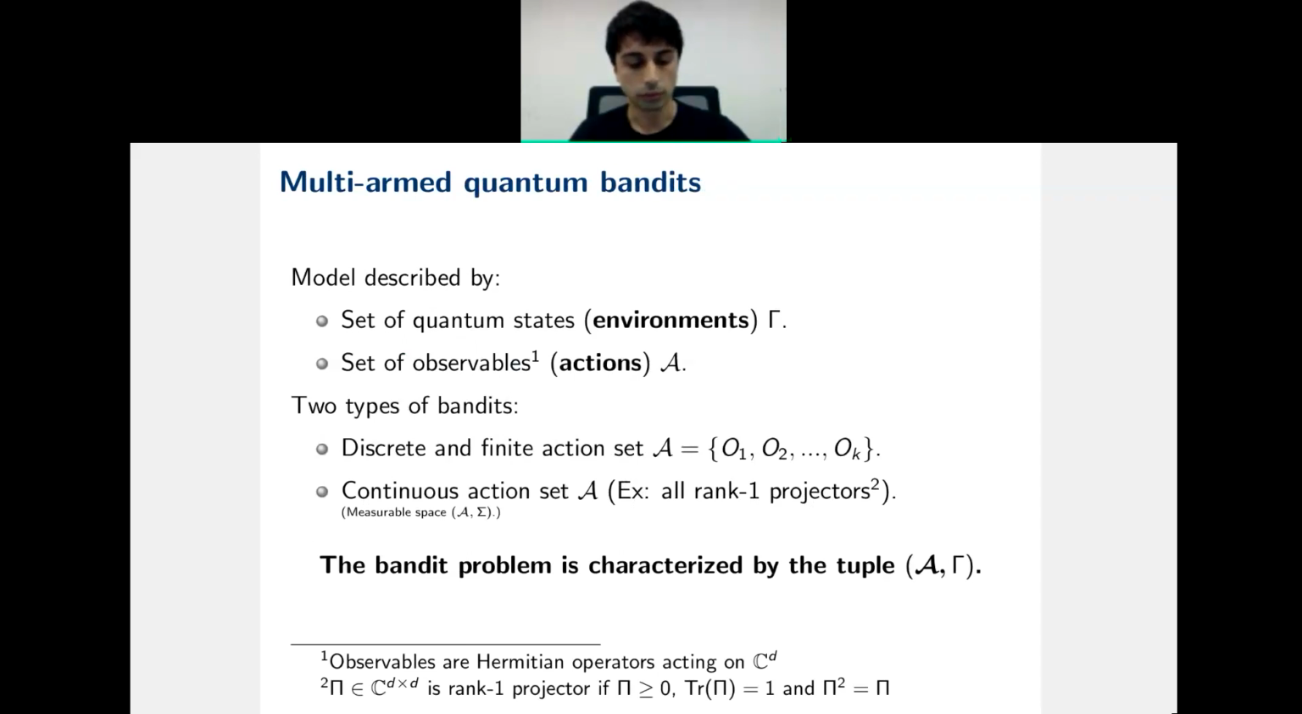We have extended this stochastic bandit problem to a quantum learning scenario, and this is the multi-armed quantum bandits. The model is described by two things. One is a set of quantum states that we call the environment, and the other one is the set of observables that we call the actions. The observables are just Hermitian operators, and we define two types of bandits. One with a discrete and finite action set, so this action set is just a finite set of observables, or a bandit with a continuous action set, a particular example being the set of all rank-1 projectors. So the bandit problem is characterized by the tuple of actions and environment. The thing to remember here is that actions are observables and the environment is a set of quantum states.